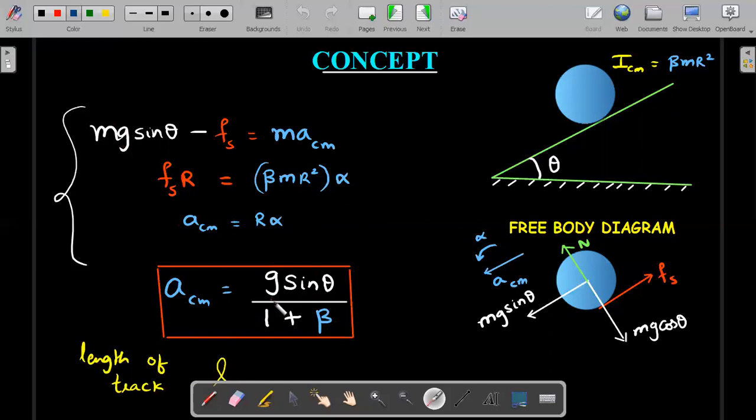So the size and the object's inertia is not going to be a matter of concern. But it contains a beta, as you could see. Since all of them are racing on the same track, the value of theta and g would be the same. So it's the beta in the denominator that decides the winner of the race in such objects.